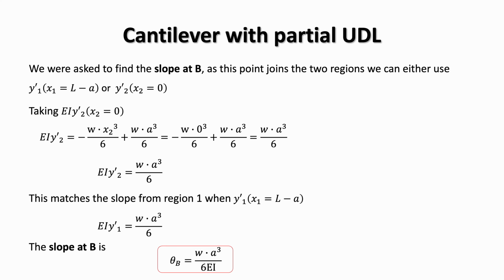This exactly matches the slope obtained from region 1, which confirms continuity. To get the actual slope, we just need to divide the expression by EI, and so theta B, the slope at B, is wa cubed over 6EI. And this is the constant slope that's carried through the entire unloaded segment from B to C.